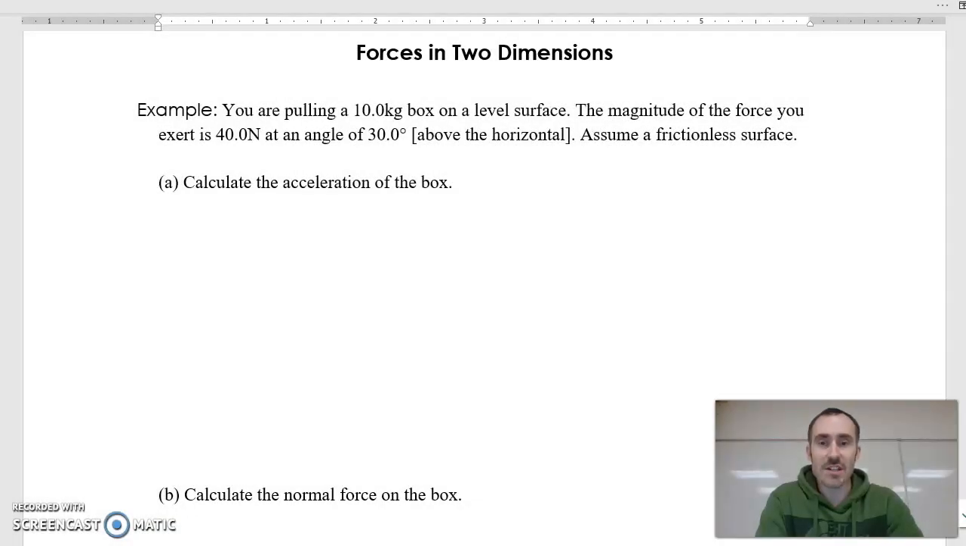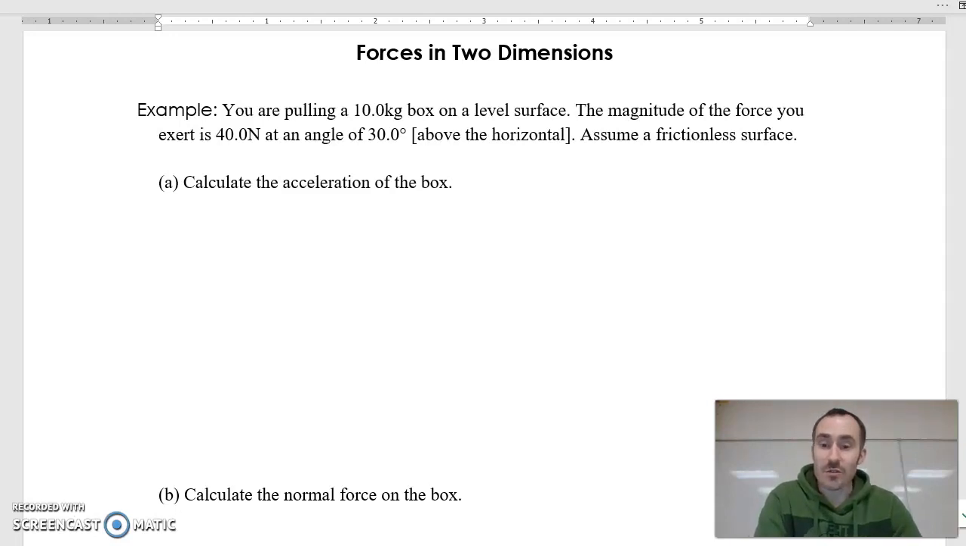The second section in dynamics is called forces in two dimensions. Now this section is significantly less complicated than the tension questions that we did in lesson 1. So relax a little bit. Here we go. You're pulling a 10 kilogram box on a level surface.